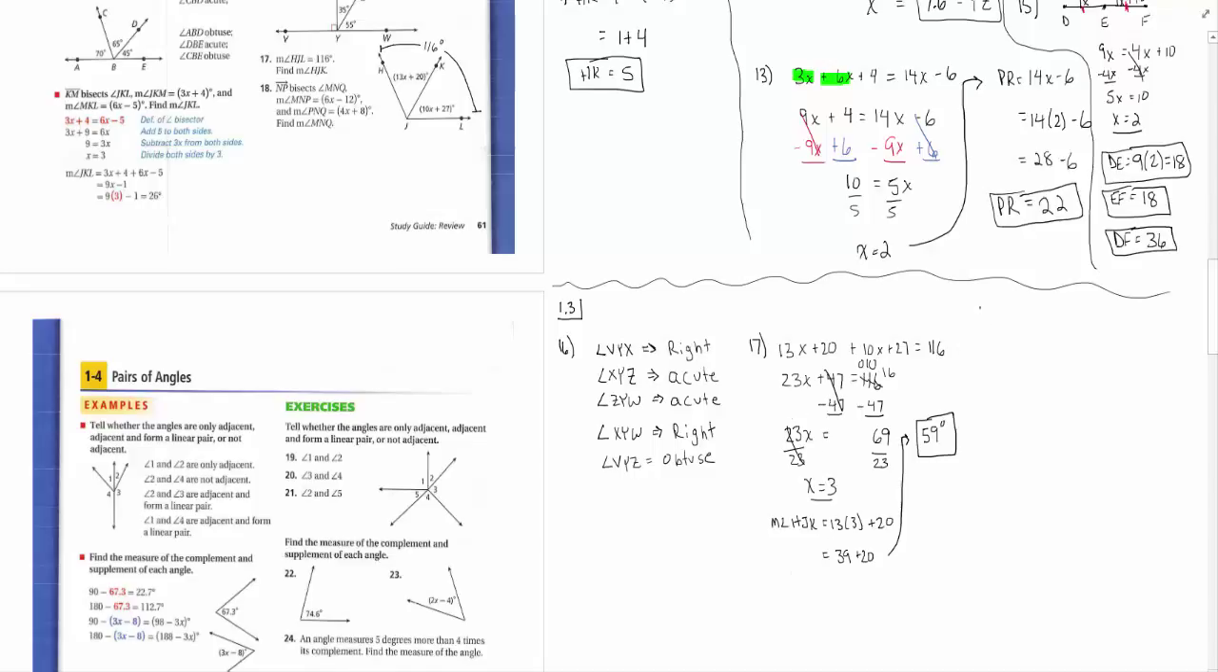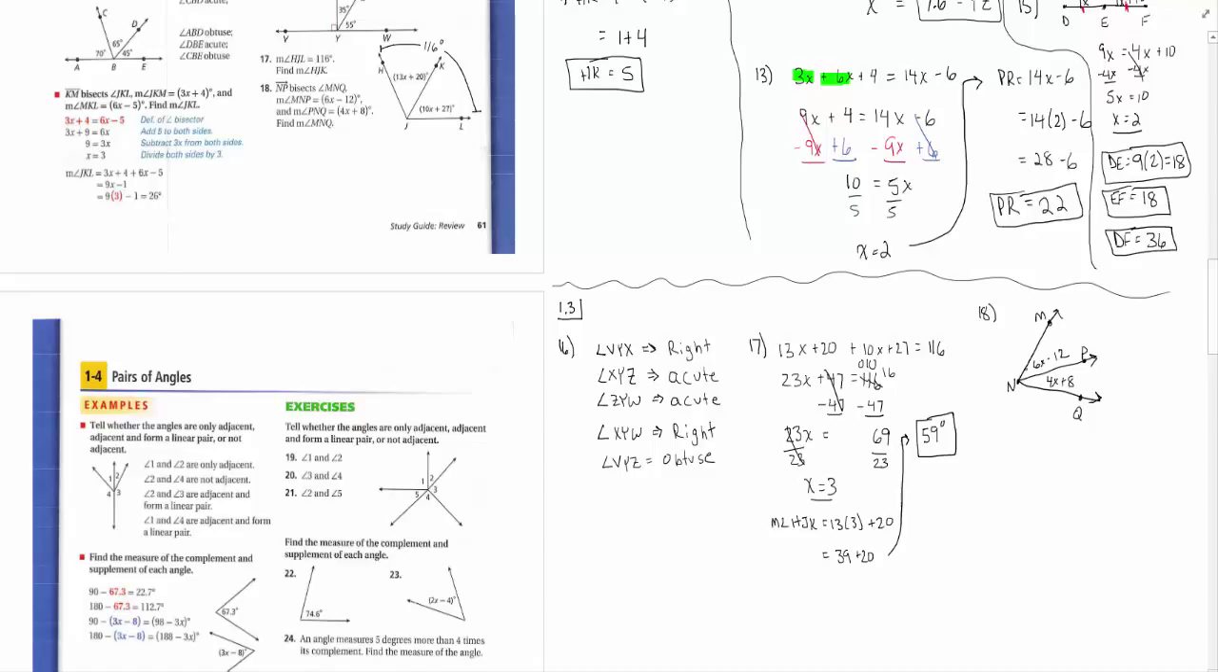Alright, next up, 18. I'll try to move it up here, save as much space as I can. 18, now we're talking about a bisector. Okay, NP bisects MNQ. So I'm going to draw this angle. And there's no picture, we need to draw it. Okay, so now we got a bisector. And that's going to be called NP. So NP, and that bisects MNQ. So I have M, N, and Q. So here we go. MNP is going to be 6x minus 12. So 6x minus 12 degrees. And PNQ is 4x plus 8.